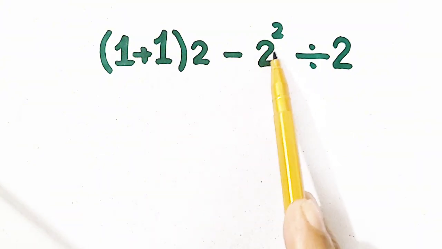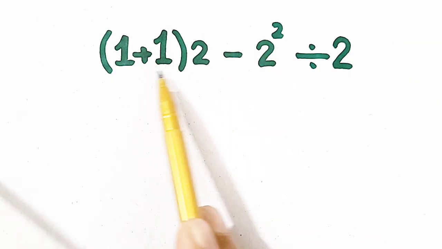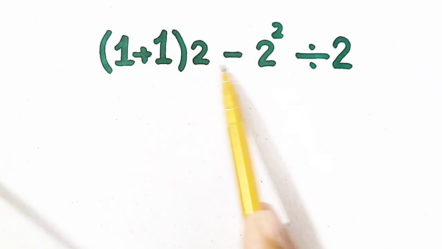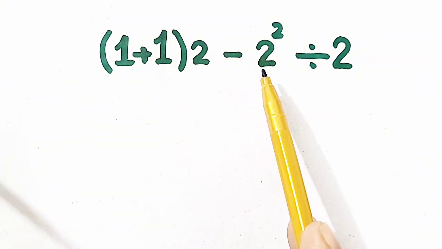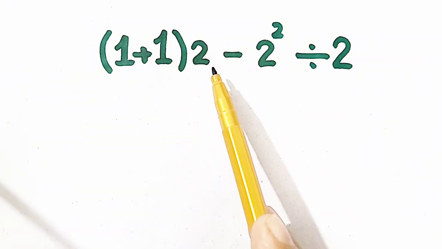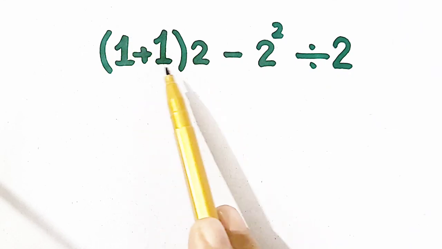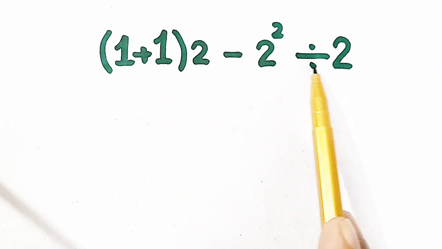What will be the answer of 2 squared? 2 squared will be equal to 4. Here it was 4. 4 minus 4 is equal to 0. 0 divided by 2, our answer will be equal to 0, but remember that is our mistake, because according to PEMDAS, we have to solve parentheses first and then division.